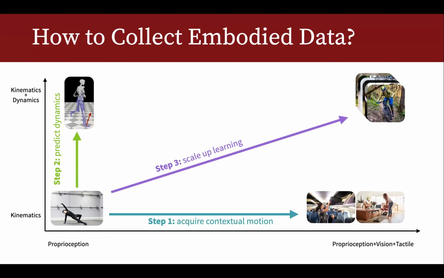Okay, so in summary, this is how I see the steps that we need to take in order to get a large enough embodied dataset for embodied intelligence, for computer graphics, computer vision, as well as robotics. I'm happy to take any questions.